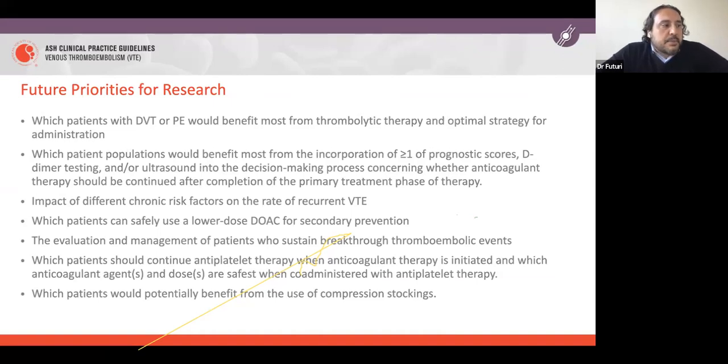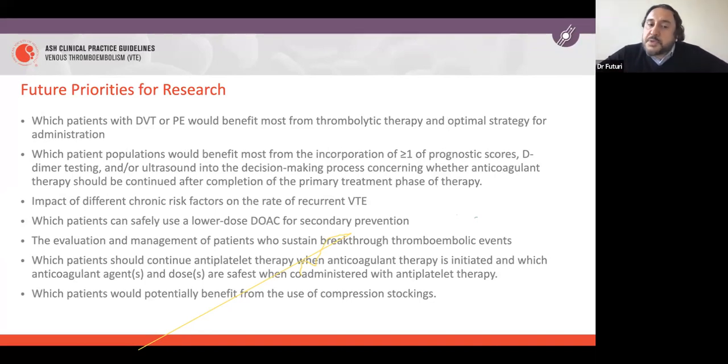What patient populations would benefit most from incorporation of more than one prognostic score, D-dimers, and or ultrasound when you're trying to determine after completion of primary treatment if they need further treatment or not? As we recall, in the first 10 years, the risk of a recurrent DVT or PE can be elevated. But sometimes we don't know which patients need longer term treatment. Even if it's provoked, once you've had a blood clot there is a slight risk that it can come back. Doesn't mean they need long-term treatment, but that's what we need in our future research to identify.